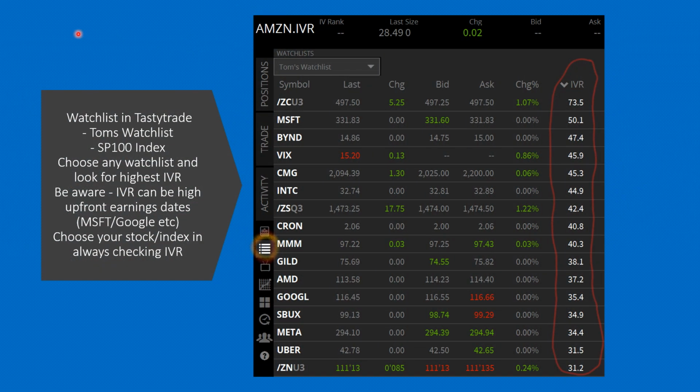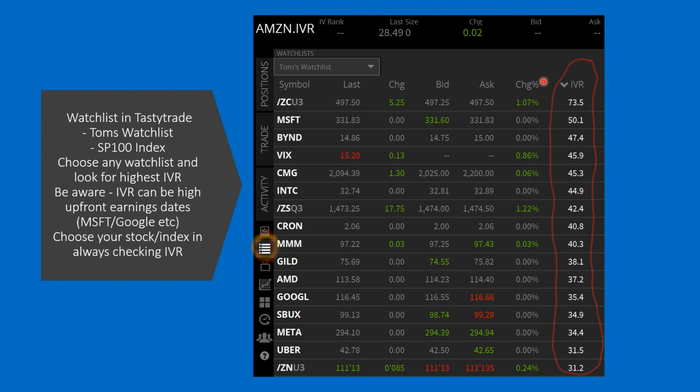Now to how to obtain this kind of IVR, which is actually in any watch list. You just click here on watch list, and then you can select any one, be it Tom's watch list or the S&P 100 index. Once you have the stocks, you can see the prices, and here, very important, you have the IVR. Then you just click here to put the highest IVR on top, because obviously you want a trading idea with the highest possible IVR.